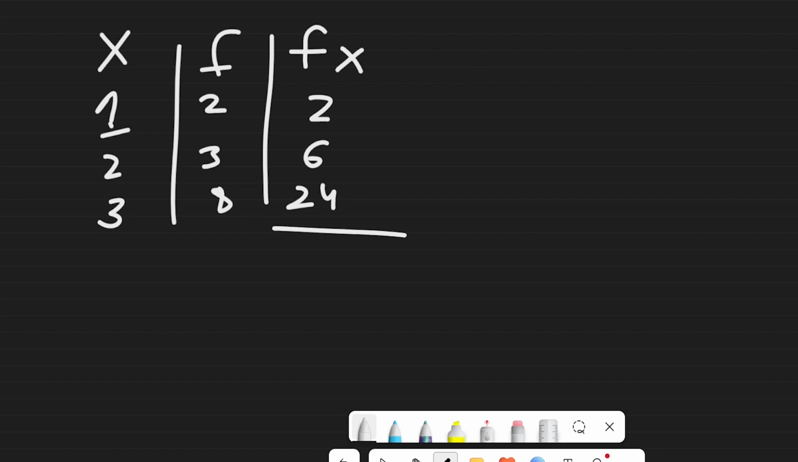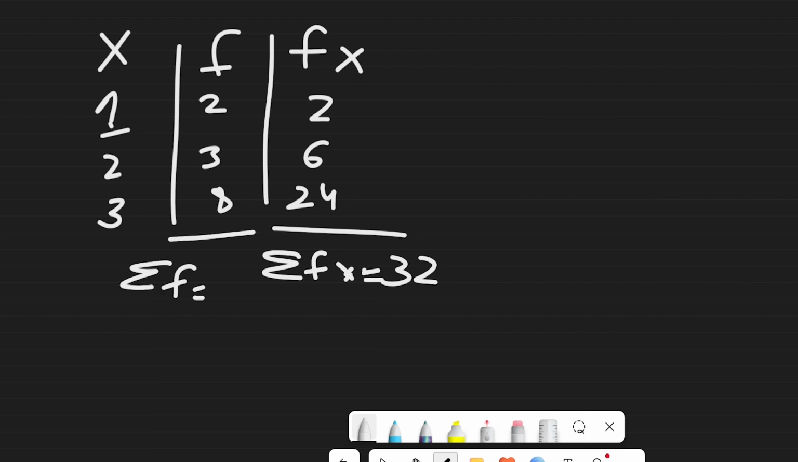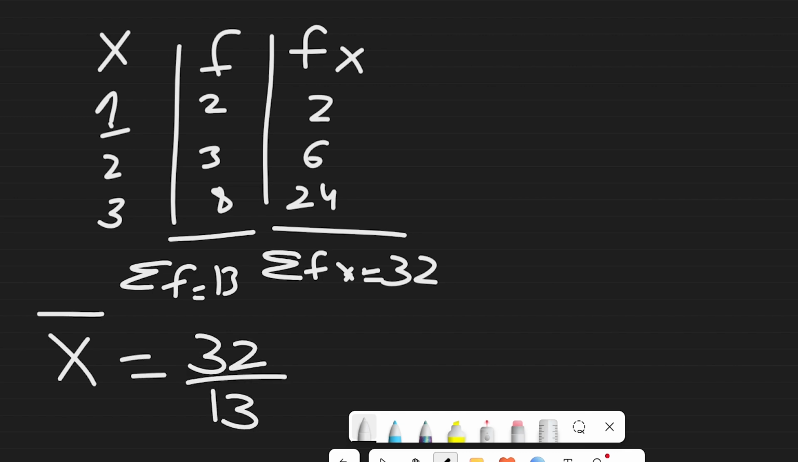The sum sign can be represented by the sigma notation, and 2 plus 6 plus 24 is 32. So sigma fx is equal to 32, and sigma f is equal to 2 plus 3 plus 8, so it would be 5 plus 8, which is 13. The mean is represented by x with a dash above it. The mean of x will be 32 over 13, and that is the mean.